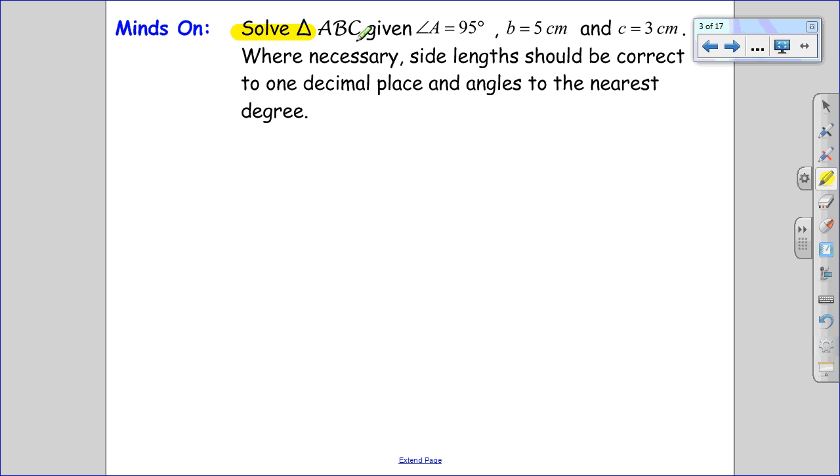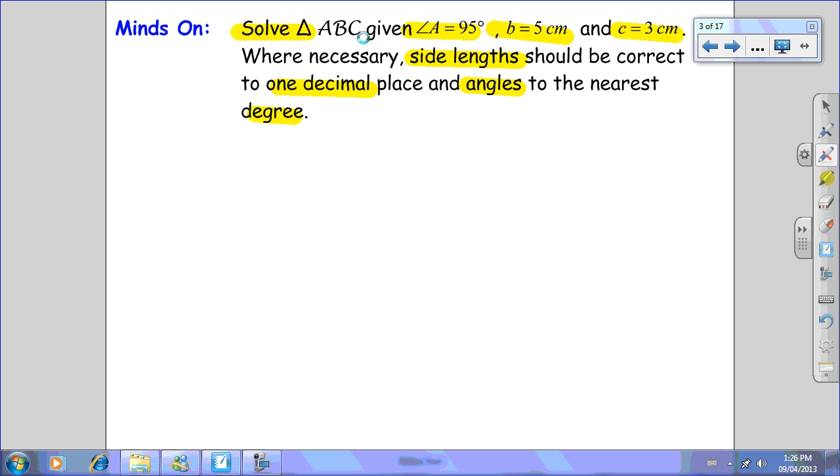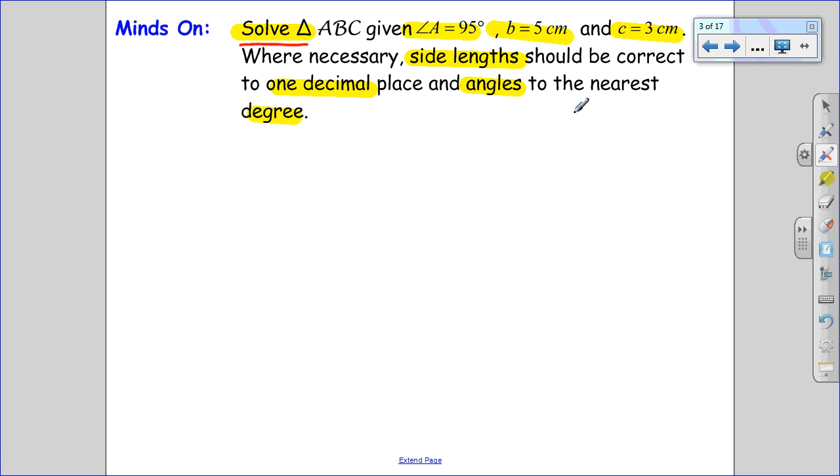So we're going to highlight our key information, all the information that's going to help us solve it. And we need to think about what am I actually looking for. I'm trying to solve. That tells me to find all my missing pieces of information, so whatever angles and side lengths I don't know. I know how to do this. I draw my picture, label my triangle, being careful to use capitals for my angles, and insert the information I know.